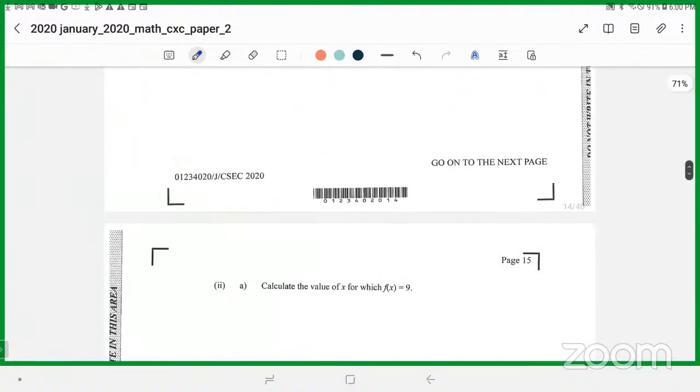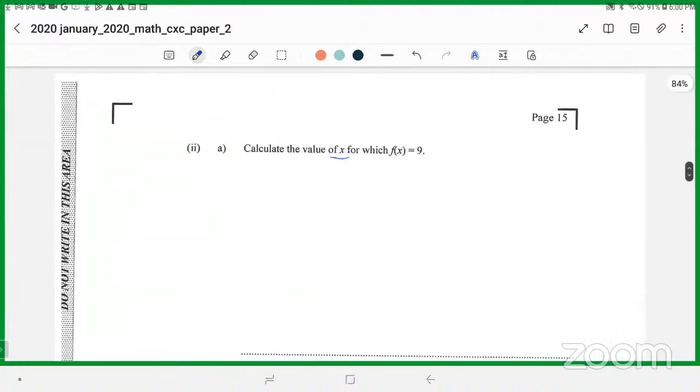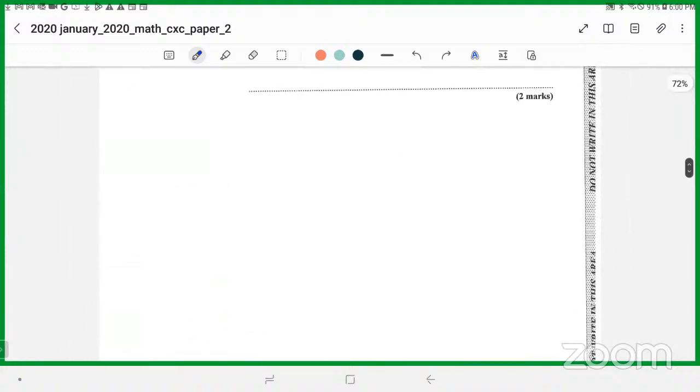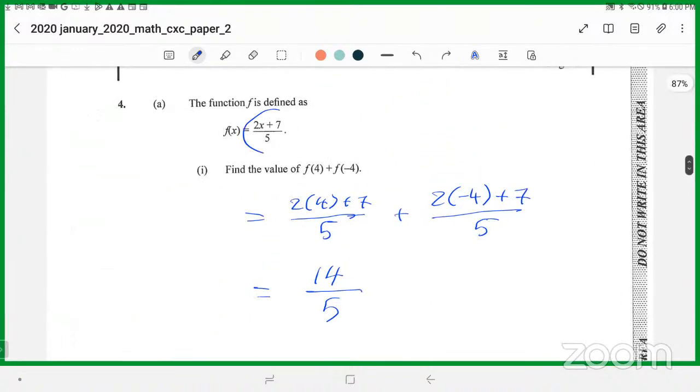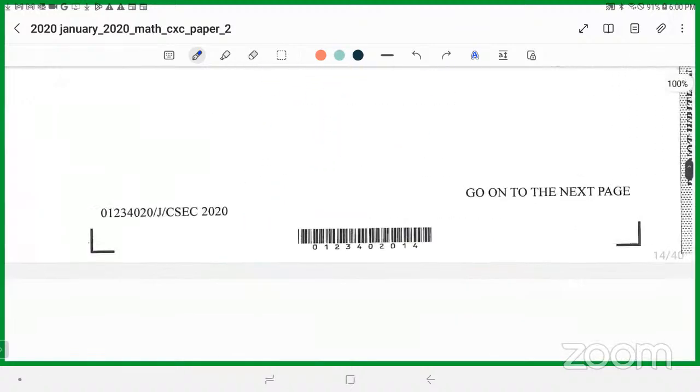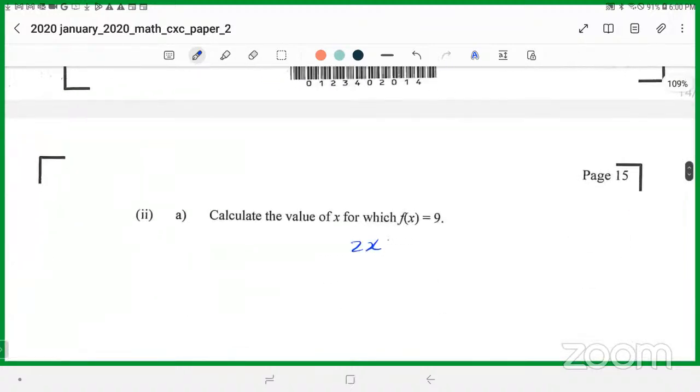Next one wants us to calculate the value of x if f of x is equal to 9. What we're going to do, we're going to put f of x equal to 9 and solve. All right, what is f of x? Let's remind ourselves, it's 2x plus 7 over 5. So here, we're going to put 2x plus 7 over 5 equals 9. We're solving for x, transposing everything away from the x. We'll multiply the 5 first. I'm going to get 2x plus 7 equals 9 times 5, which is 45.